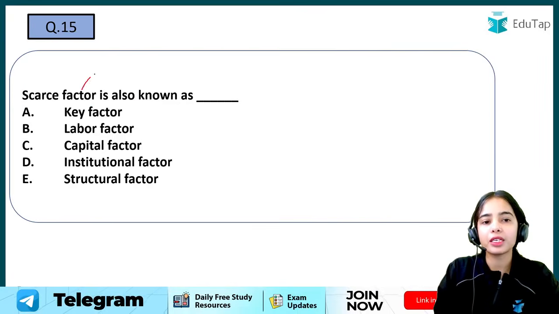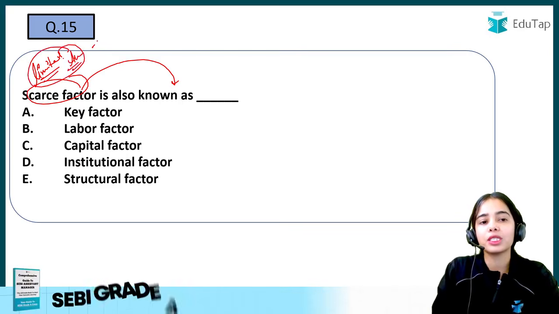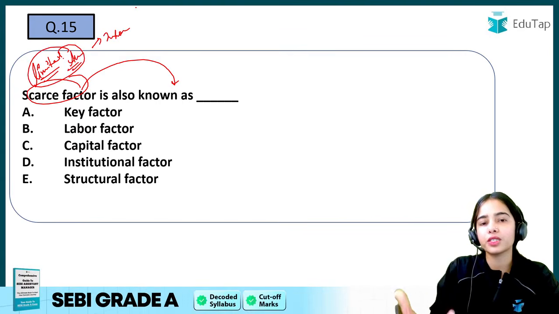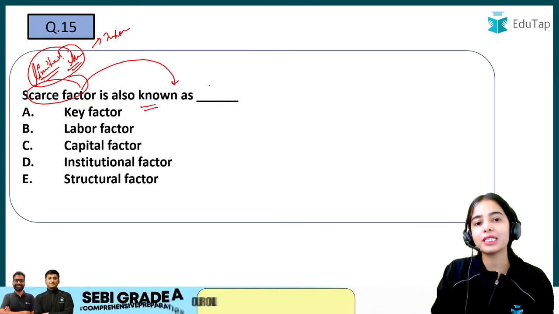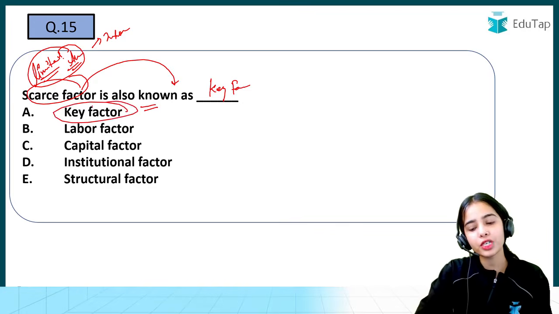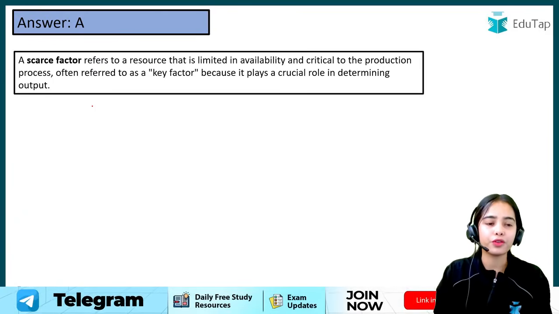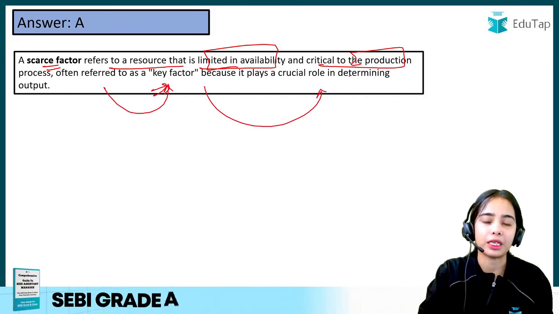Okay, now scarce factor is also known as... by the term itself you can understand that scarce or scarcity means that it is limited, the resources are limited in nature. So the limited availability of the resources, and they are important for production, because the scarce factors, the factors of production, are limited in nature but important for production. They are also known as key factors, because these are the important factors for production. Okay, so this is more of a logical kind of question. Scarce factor refers to the resource that is limited in availability and critical to the production process. It is also known as key factor because it plays a crucial role in determining the output.